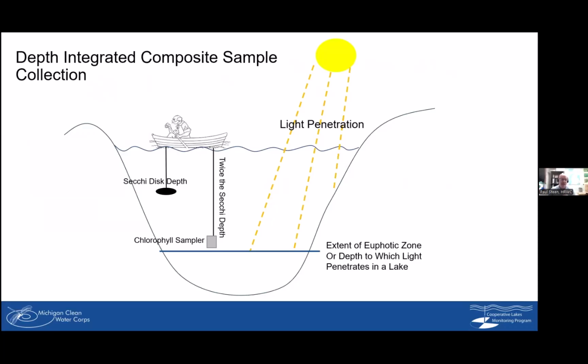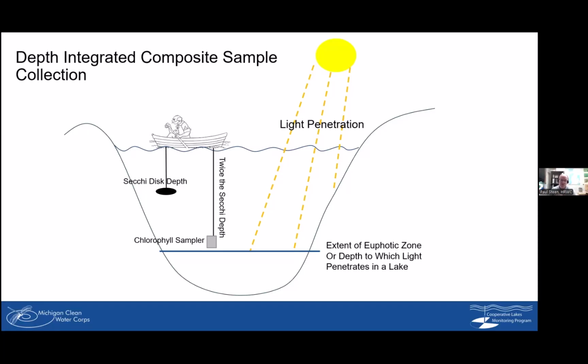Why do we need Secchi? Okay, so there's a little cartoon here so you can kind of see what's going on with the sunlight in your lake. Our eyes let us see down to a certain depth. That's the Secchi disc depth. Depending on the water clarity, that's the point to which our eyes can see. However, light penetrates further than what our eyes can see.